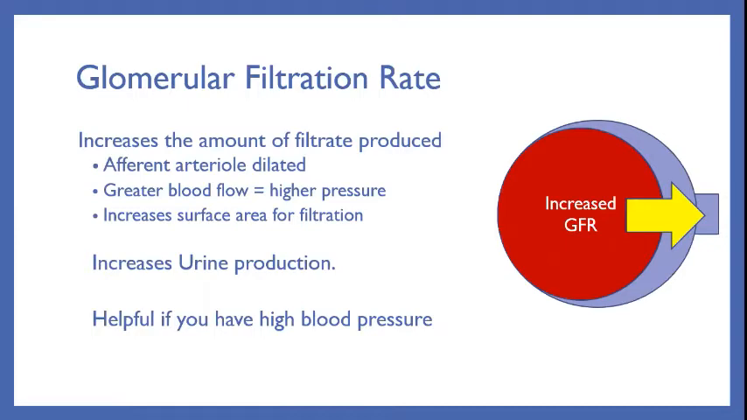This gives us greater blood flow, which leads to higher pressure inside of the glomerulus, and also increases our surface area for filtration. Because of these things, we're going to produce a lot more filtrate, pushing it out of the glomerulus, and that increases our urine production. This is helpful if we have high blood pressure, since we can remove a lot of that volume and help bring that back down.